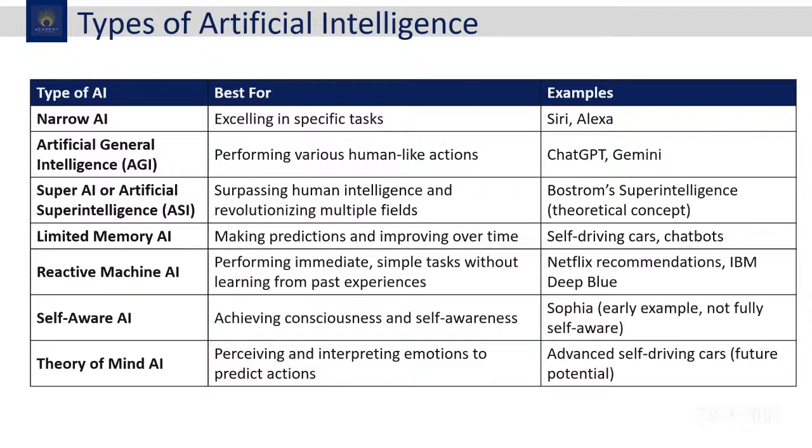Then we also have the limited memory AI, which can learn from past data to improve future responses. Most modern AI actually fall under this category. That's because they use historical data to make decisions and also to predict. But they don't have long-term memory.